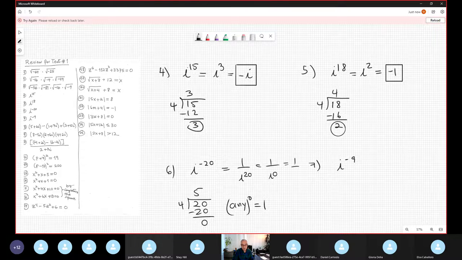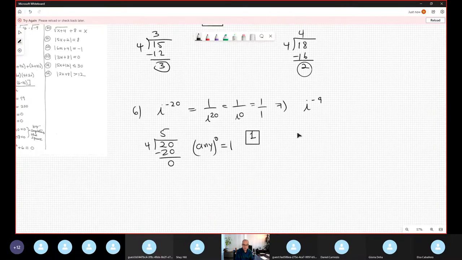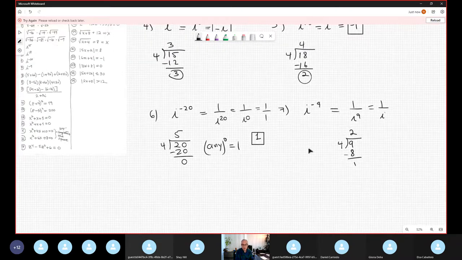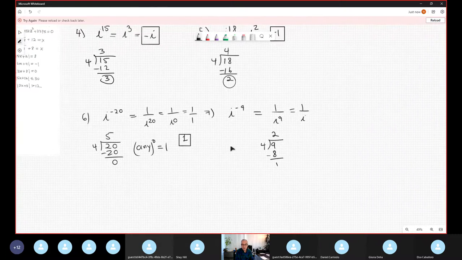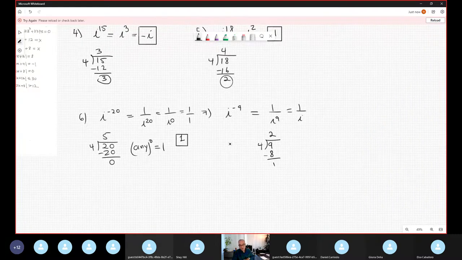So it's 1 over 1. Okay, the answer is 1. i to the negative 9, similar, is 1 over i to the 9. 9 divided by 4 is 2, is 8, subtraction is 1, so it's 1 over i. Leave it like that? No, because a complex number needs to be written in standard form. This is division. Division of a real number by i gives a pure imaginary number.